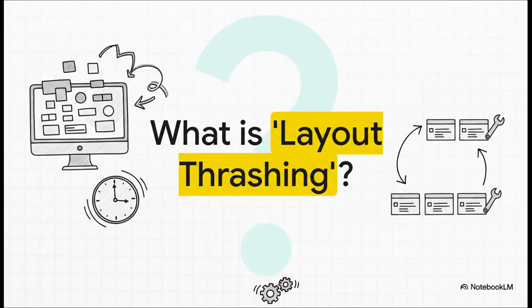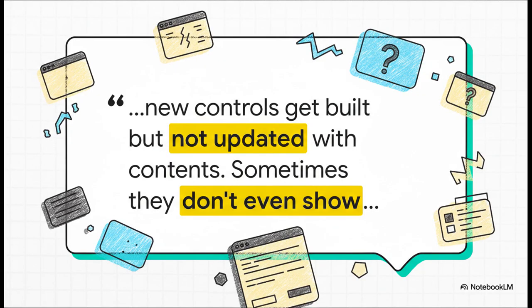So what is happening behind the scenes to cause all this? It's a phenomenon with a great name, layout thrashing. Imagine your app is trying to be really helpful. You change a control's width, and it immediately recalculates everything. Then you change its height, and it does it all over again. Now multiply that simple action by hundreds or even thousands of changes happening in a second. Your application gets trapped in this vicious cycle of constant, totally unnecessary redraws, and your UI just grinds to a halt.